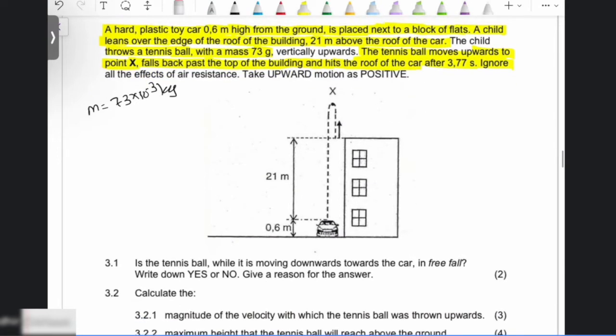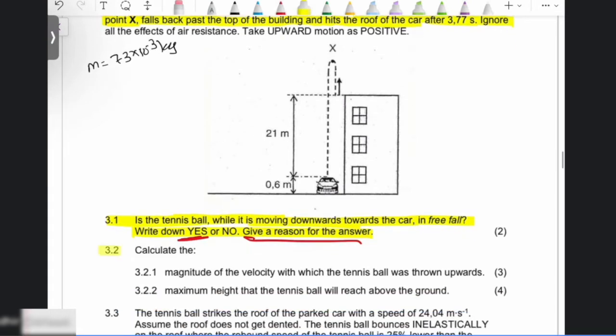Okay, so it's thrown upwards, right. So it says here, is the tennis ball, while moving downwards towards the car, in free fall? Write down yes or no. Yes, it is still in free fall because there's only gravity acting on it. So obviously it's still going to be in free fall. As long as gravity is the only thing acting on it, it's going to be in free fall, guys. Okay? Then we go on to 3.2.